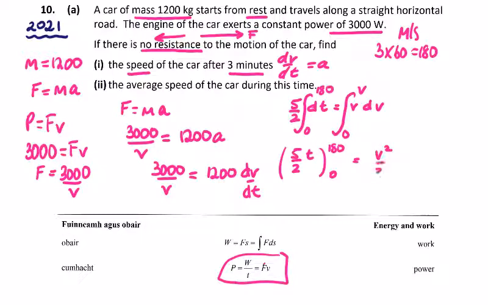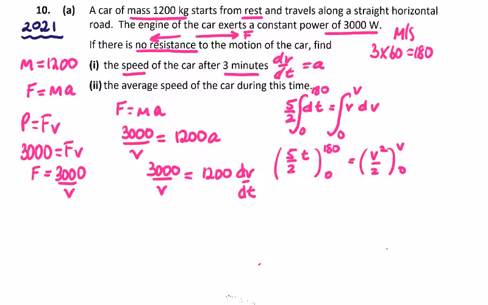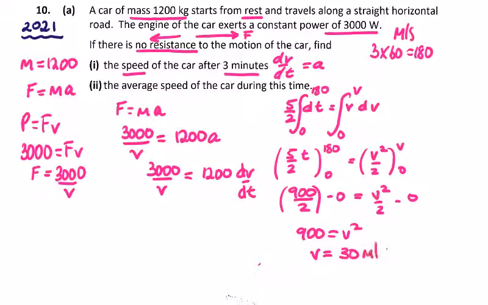Integrating v, we get v squared over 2 between v and 0. So we're going to get 5 by 180, that's 900 over 2 minus 0. If you want to put in the minus 0, equals v squared over 2 minus 0 as well. So multiplying by 2, we're going to get 900 equals v squared. So v is going to be equal to 30 meters per second for part 1.